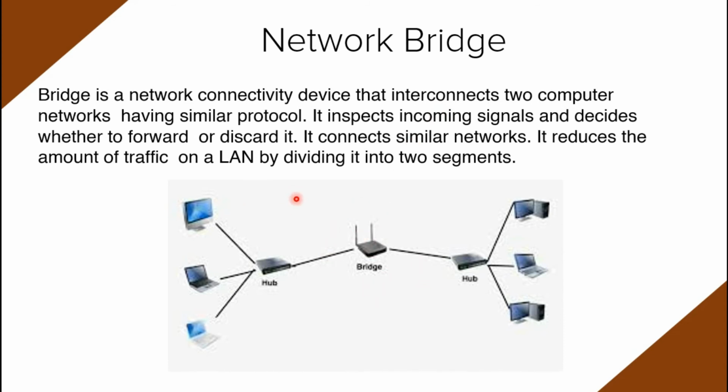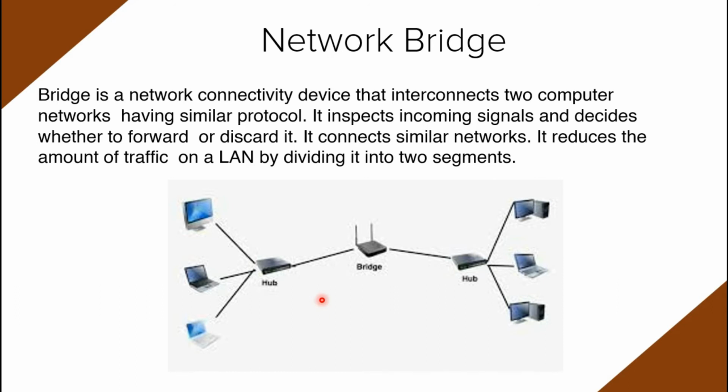You can see here in the diagram, you can get a lot of information from the diagram as well. Actually, you can see there a small LAN or hub is connected. Hub has connected some computers over there, and then hub has been connected to bridge, and then bridge is connecting two different hubs. It interconnects two computer networks which must have similar protocol. Both are connected with hub and both have similar protocols, so it can connect them, and it inspects the incoming signals and decides whether to forward or discard it.